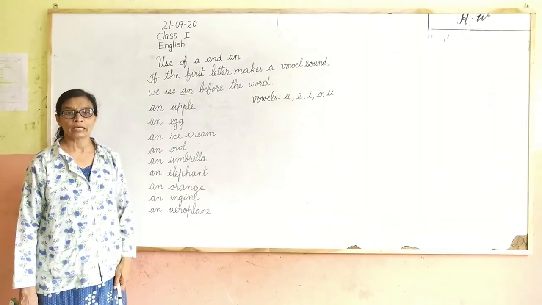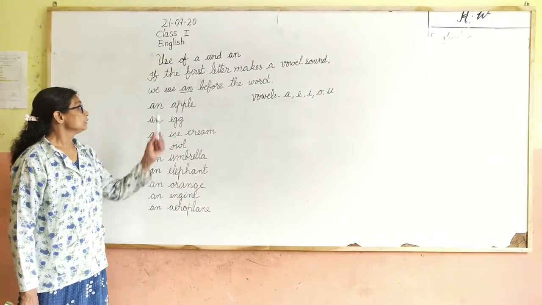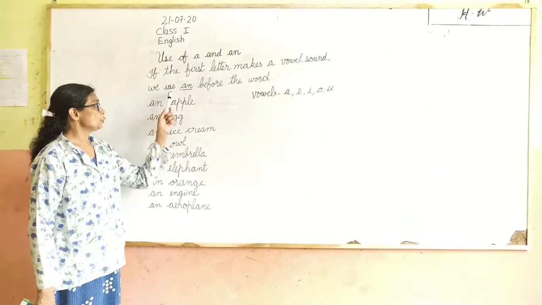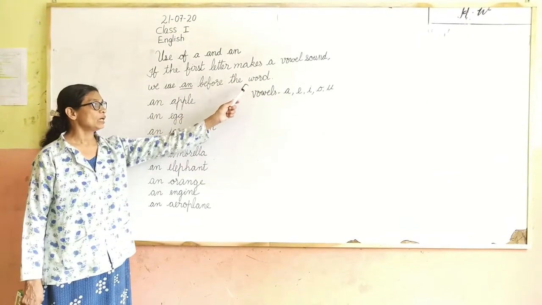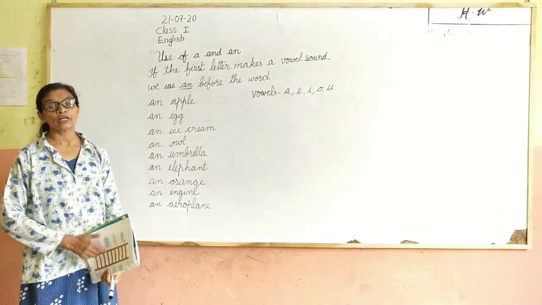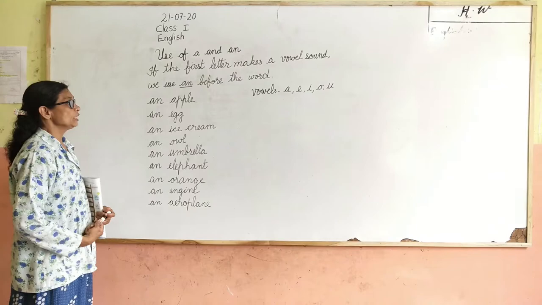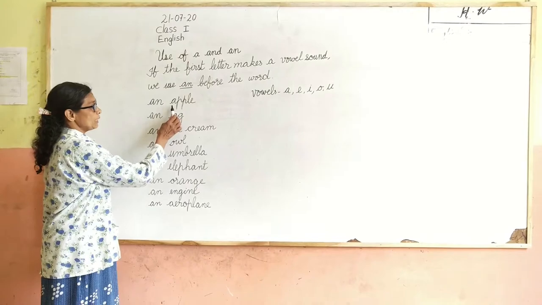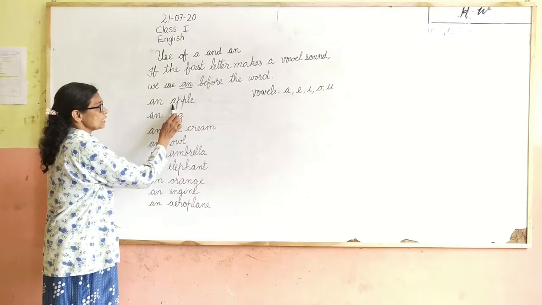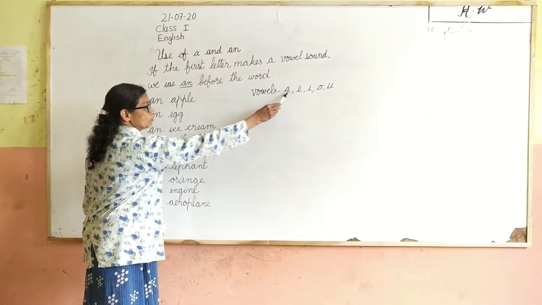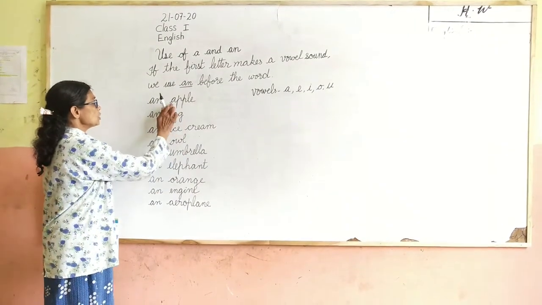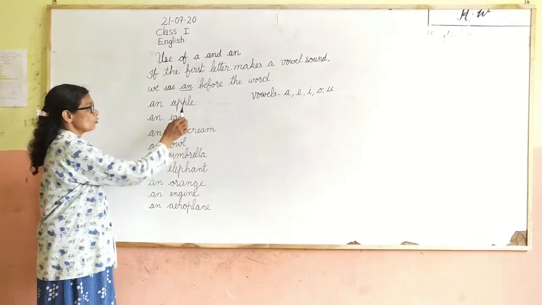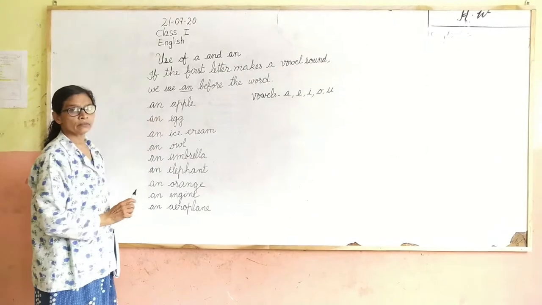Last year also we learned about it. If the first letter makes a vowel sound, we use an before the word. The word is apple. Spelling of apple: A double P L E. First letter A. A is a vowel. So before apple we use an.